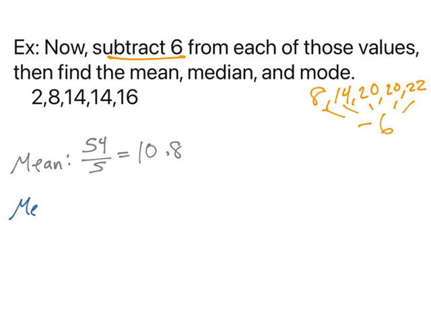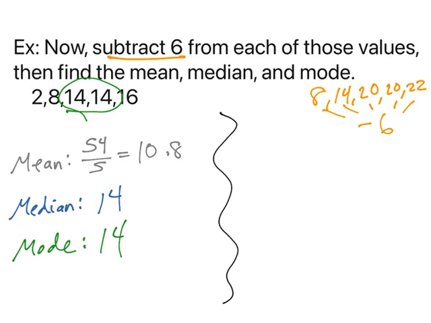Next, I'm going to find the median. Well, they're in order, least to greatest. So the middle number is 14. And when I look at the mode, which is the number that appears most often, I have 2 14s, so my mode is 14. Now, if we compare that to the original, well, the original had a mean of 16.8, a median of 20, and a mode of 20.